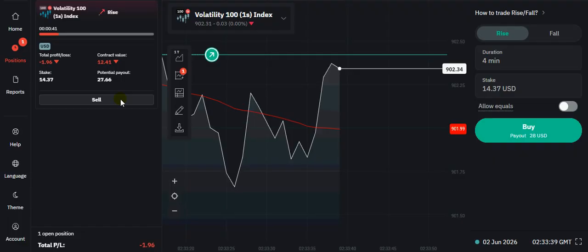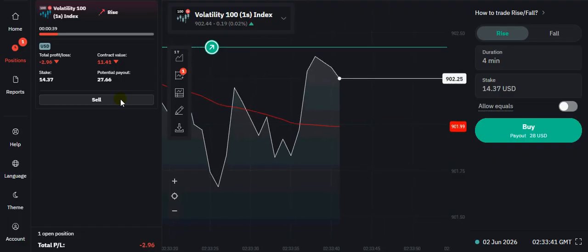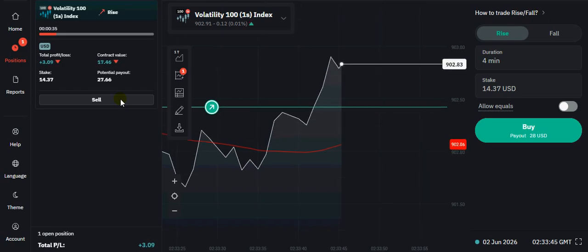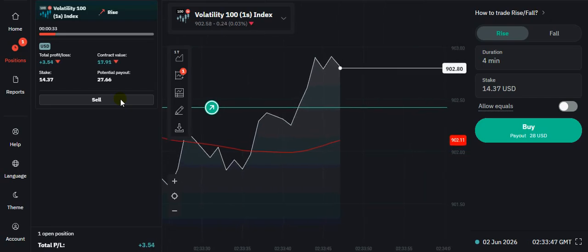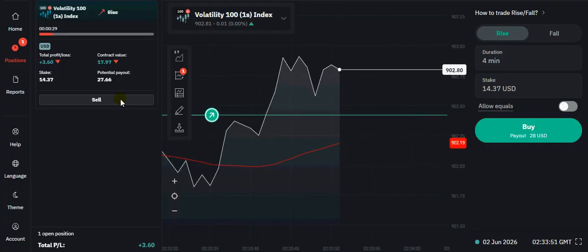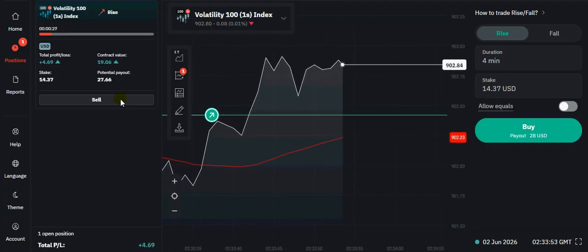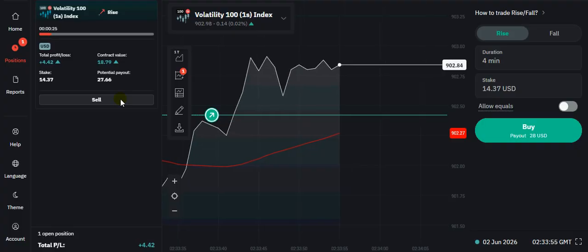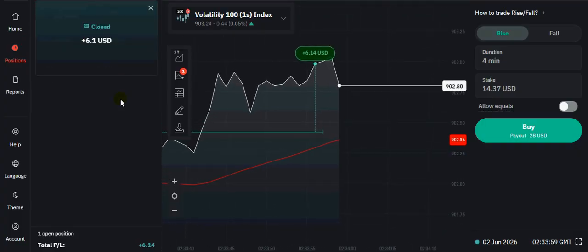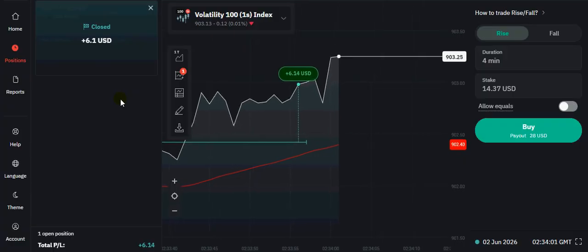So it's rebounded, now it's going right up. Okay, let's close at 6.1 right there. That's a good one. So you can see how this strategy works. Make sure you watch carefully before you place your trade. And that's it for now.